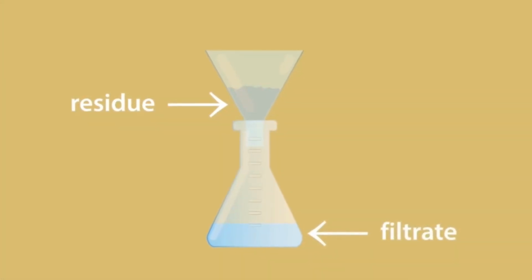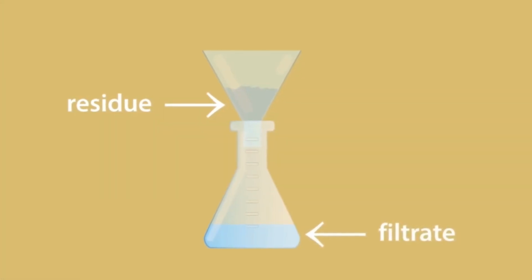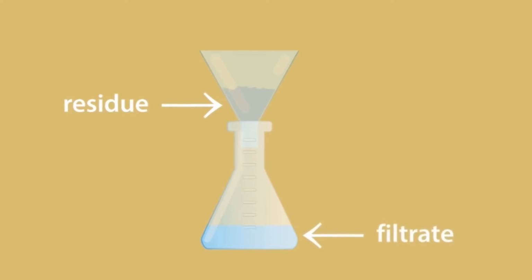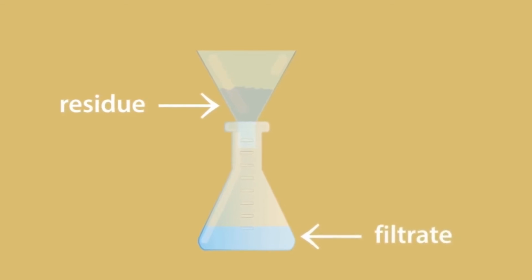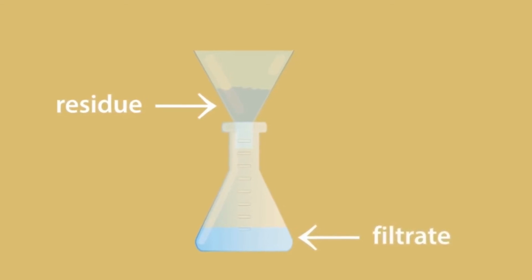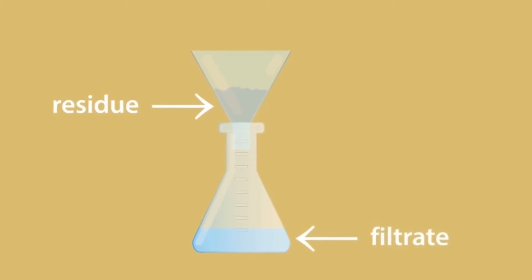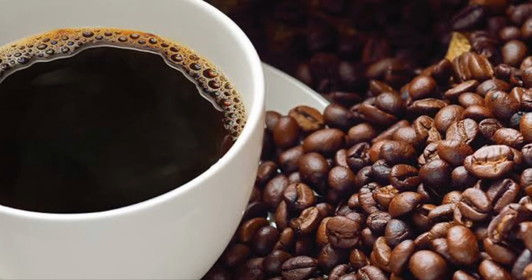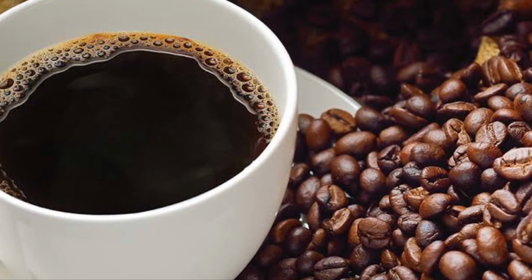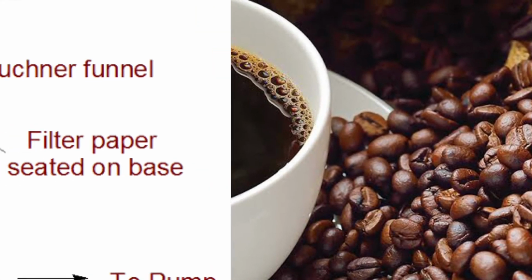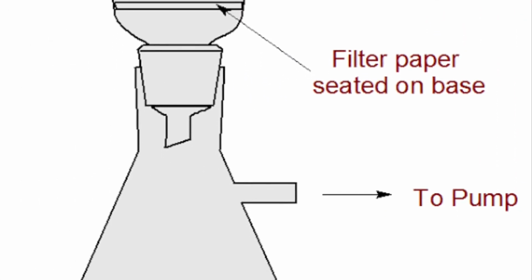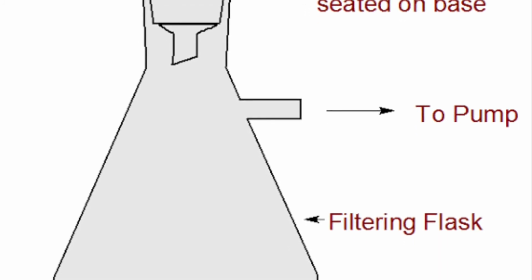Filtration is a process used to separate solids from liquids or gases using a filter medium that allows the fluid to pass through but not the solid. An example of filtration is coffee, which involves passing hot water through the ground coffee in a filter, so the liquid coffee is the filtrate.